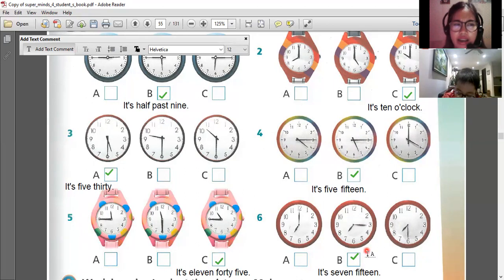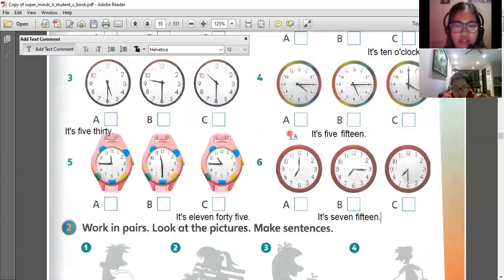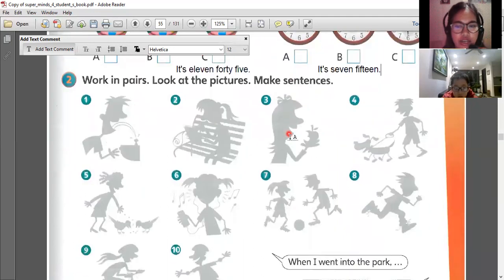Okay, anyways, I can see that you know how to read the time. It's just that sometimes you are confused by the numbers. Yes, but anyways, that's a good job. All right, now let's go to, okay, working in pairs.